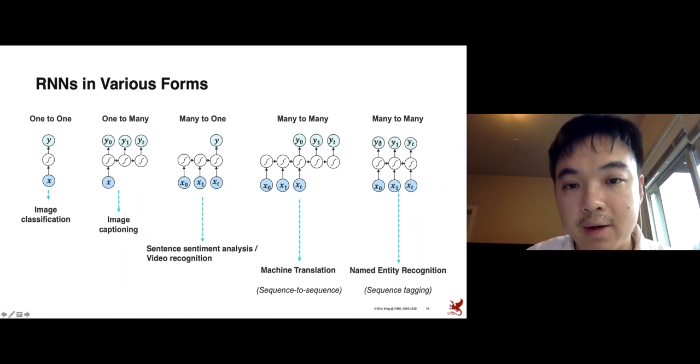We kind of tag or label each of the tokens in the input sentence.